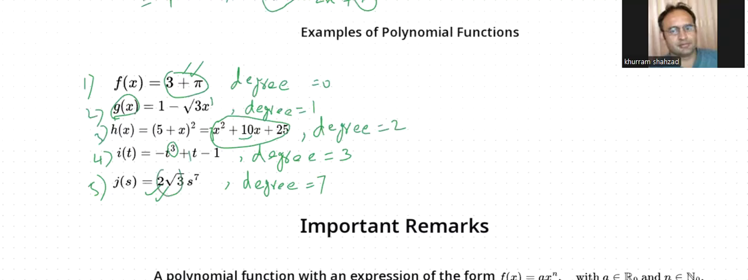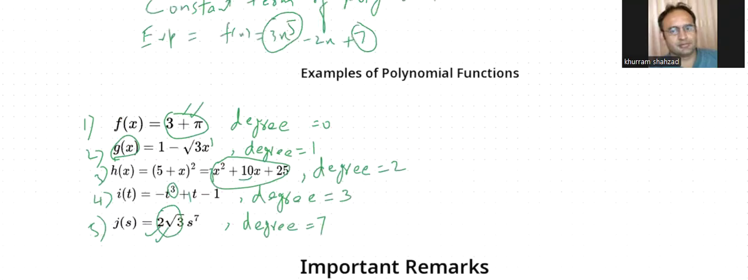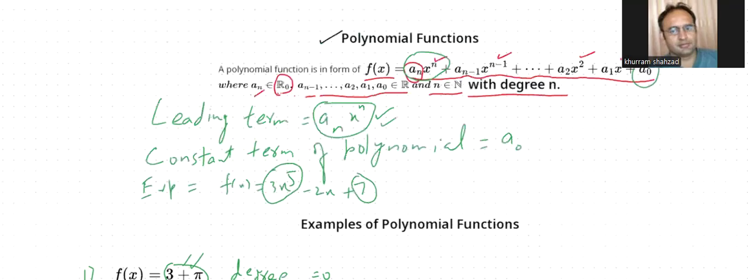I just want to go back for a while. These are called a n, a n minus 1, a2, a1, a naught. These are called the coefficients of the polynomial.